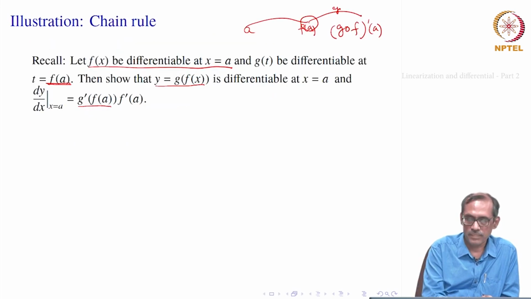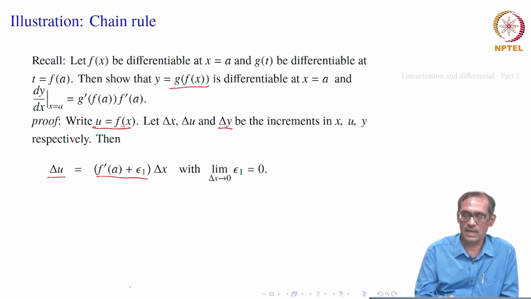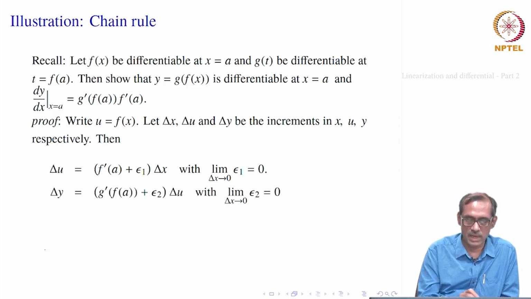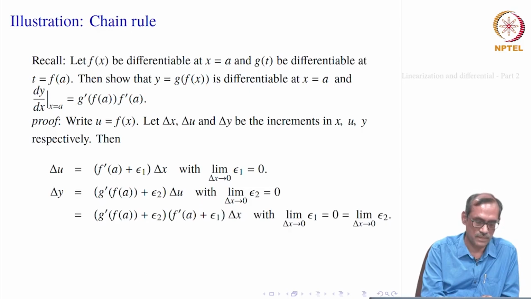So, use that now. We can write delta u equal to f prime a plus some epsilon, say epsilon 1, times delta x, where the limit of epsilon 1 equals 0. Okay. What about delta y similarly? y equal to g of f of x, at f of a we are taking the increment. So, delta y equal to g prime of f of a plus some epsilon 2 times delta u. u is the increment in f, where epsilon 2 limit goes to 0 as delta x goes to 0.